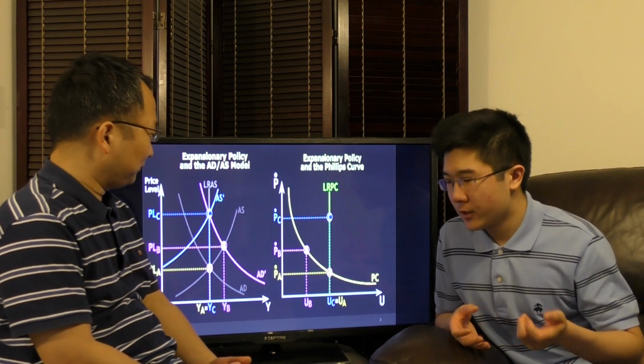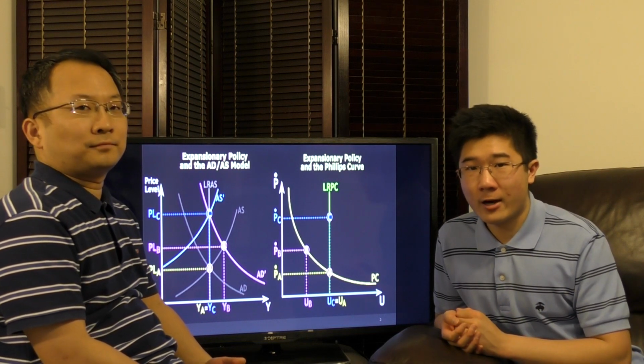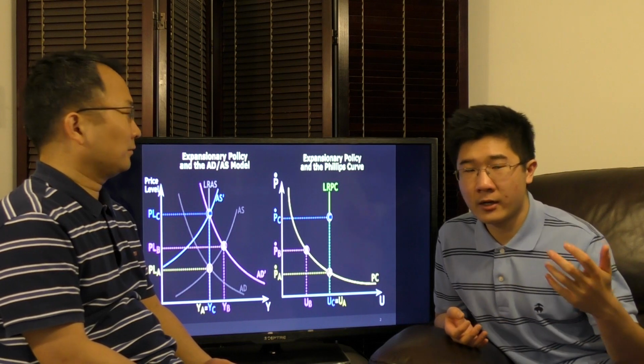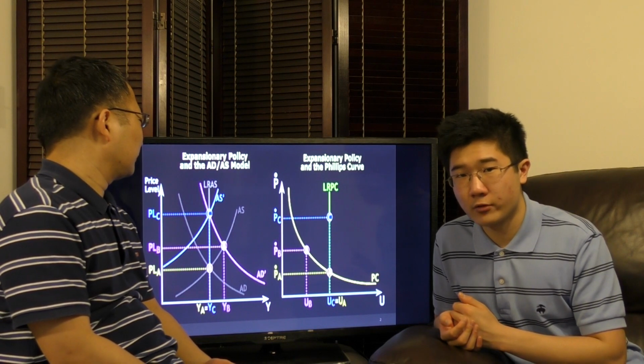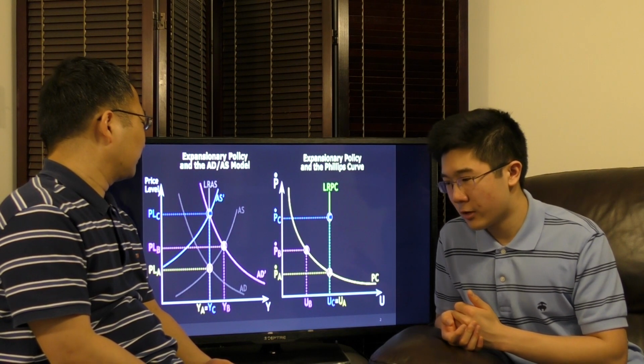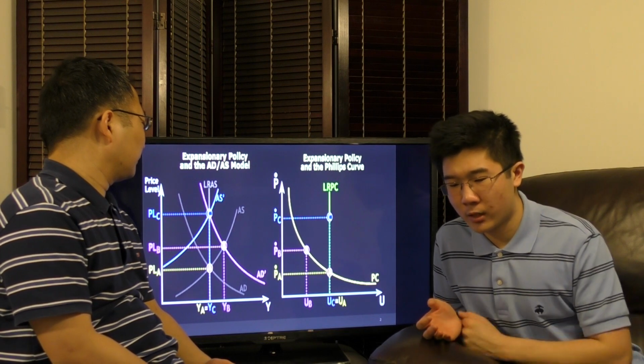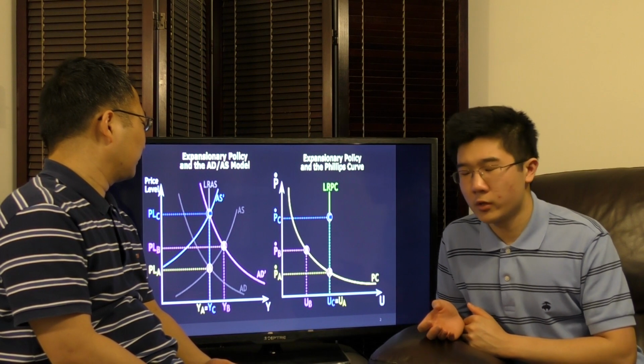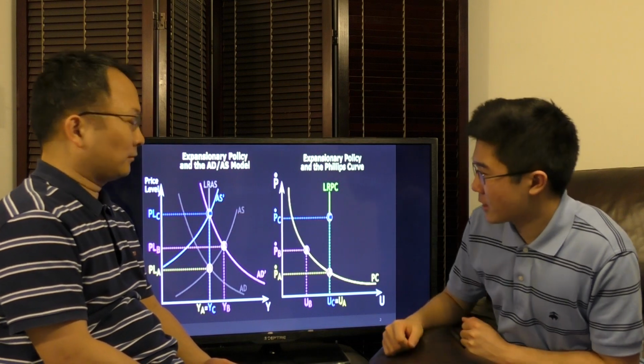And secondly, as companies experience higher prices, they will expect even more inflation or higher price levels in the future. So they will lower production right now because they expect higher prices or higher profit potentials in the long run. And so they will see their aggregate supply curve shift to the left.